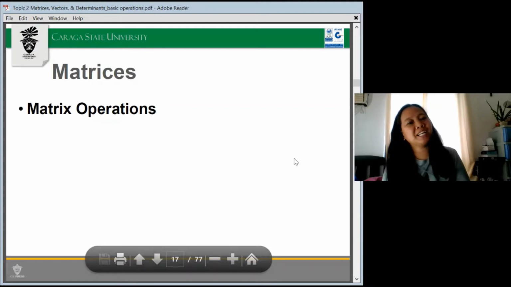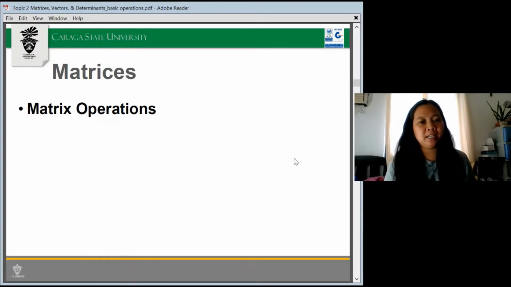Welcome to our second discussion about matrices. So, our topic for today is about matrix operations.